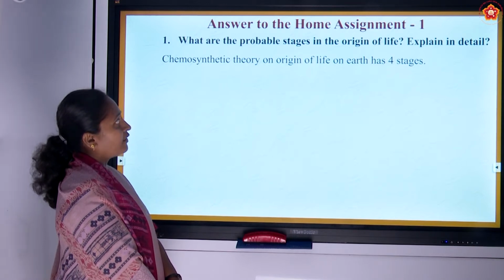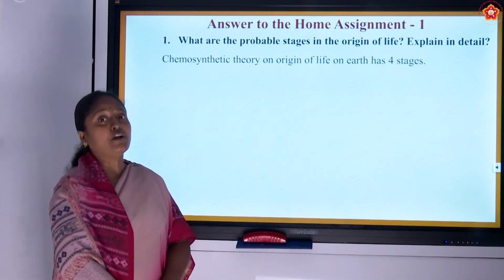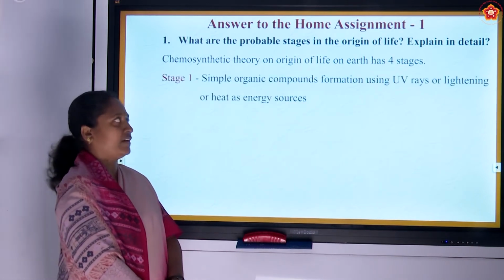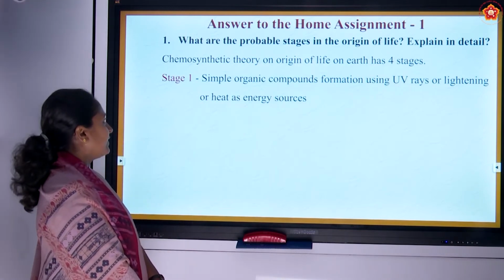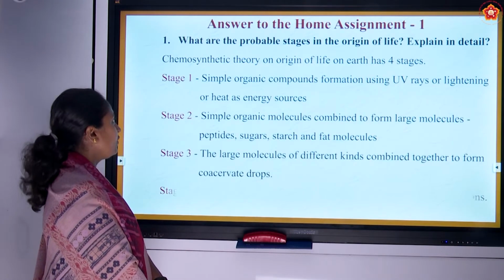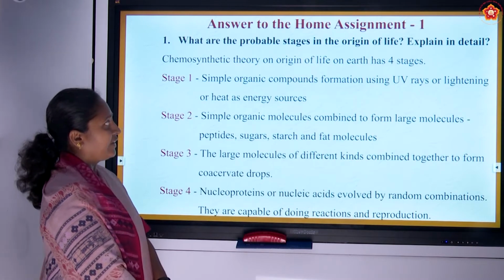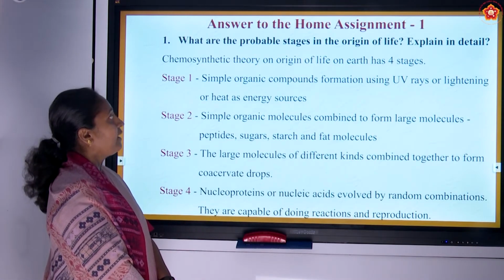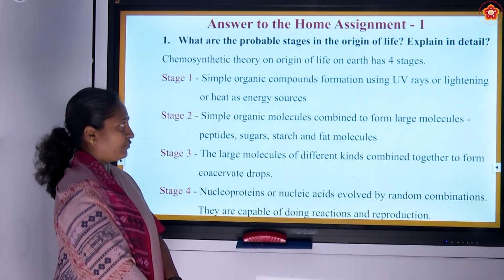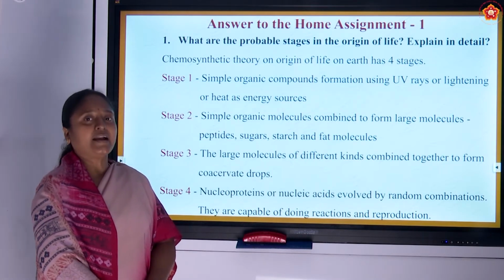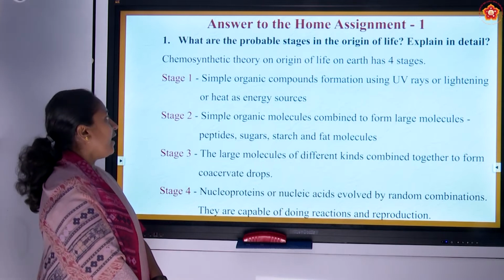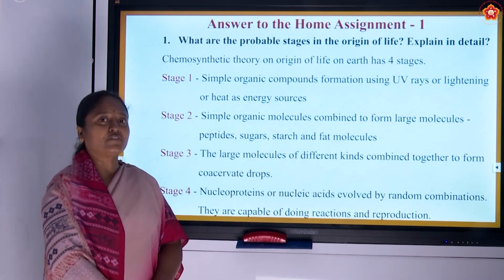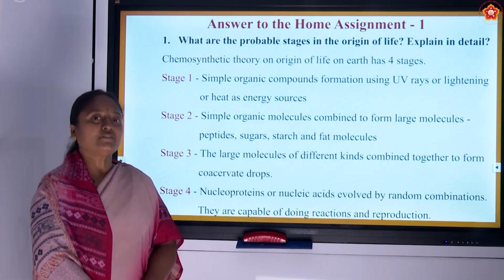The chemosynthetic theory on the origin of life on earth has 4 stages. As we have already studied, there are stages 1, 2, 3 and 4, and each stage has various things listed. In stage 1, simple organic compounds formed using lightning, UV radiation or heat as a source of energy.